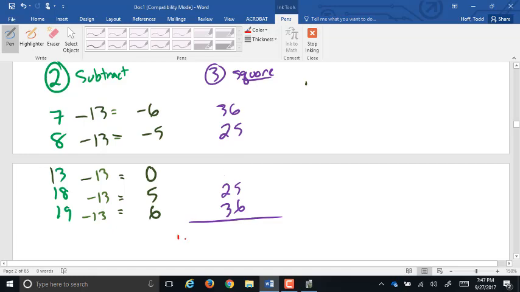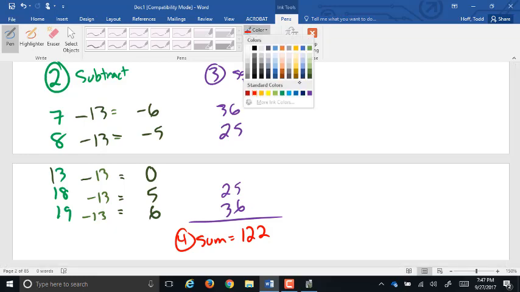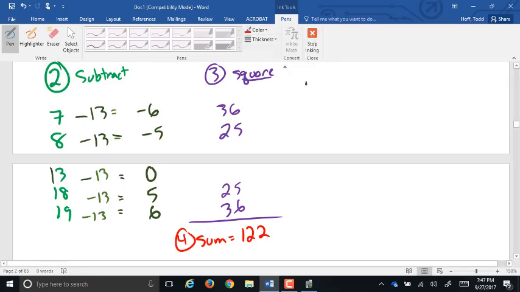Step 4. Add them up. Find the sum. 122 is correct. We're going to wait a little second. I'm guessing people need a second to catch up with me.